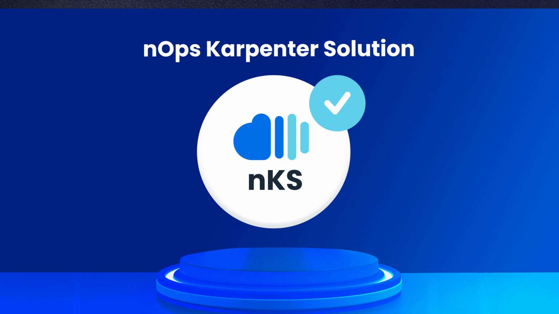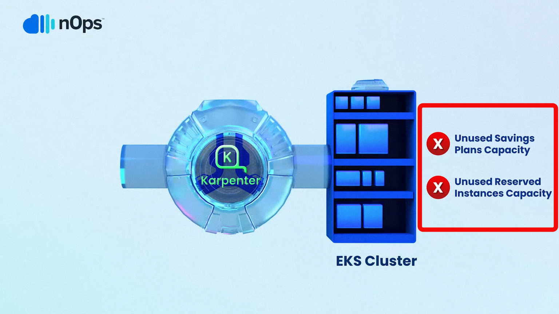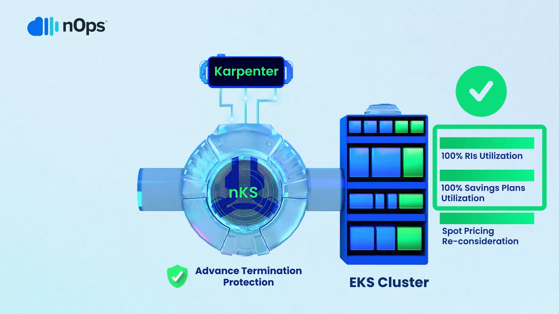So we have a solution called nKS, which is built on Karpenter, and we enhance Karpenter even further. One of the limitations with Karpenter is that it does not have a data source. It's making point-in-time decisions. One of the things nKS does really well is make the best decision for your application so we can save you the most amount of money. We look at your reserved instances, your savings plan commitments, and we also look at the spot market.